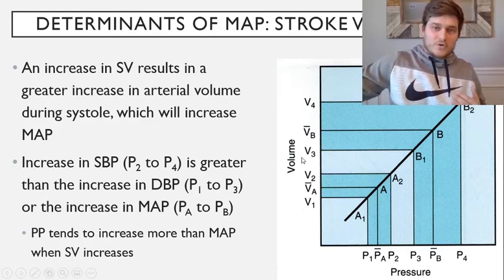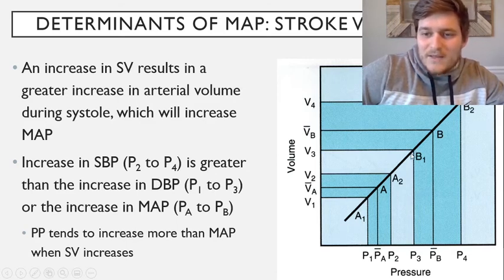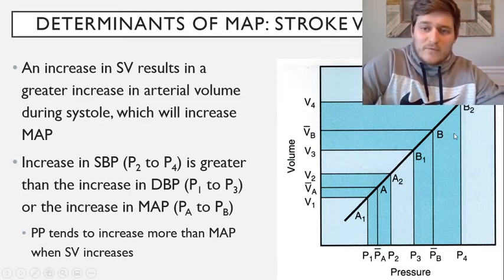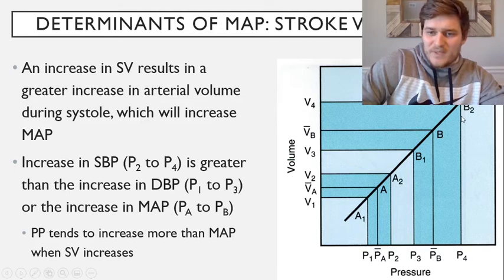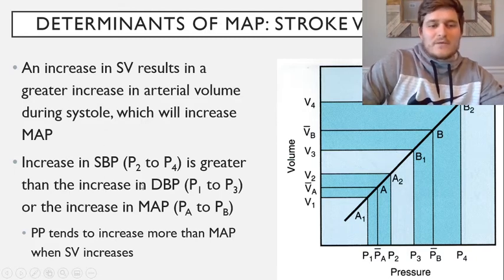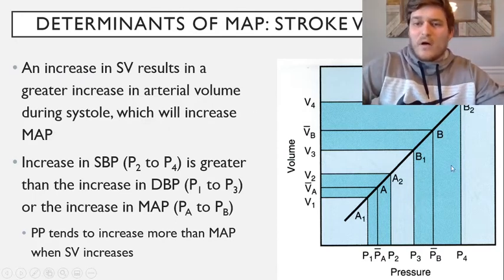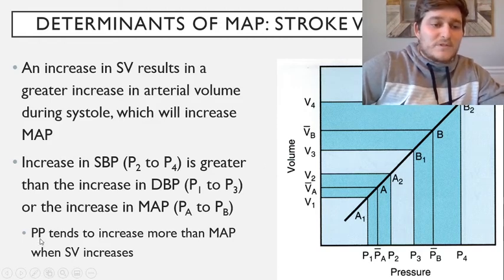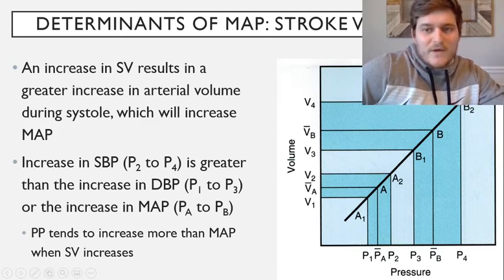But now we increase stroke volume, right? So we're going from P1 to P3 during diastole, and then from P2 to P4 during systole. And by increasing stroke volume, what we see is that the increase in systolic blood pressure, P4 minus P2, is greater than the increase in diastolic pressure from P1 to P3. And overall, if you have a greater systolic pressure rise than a diastolic pressure rise, ultimately your pulse pressure is going to increase more than really mean arterial pressure when stroke volume increases.